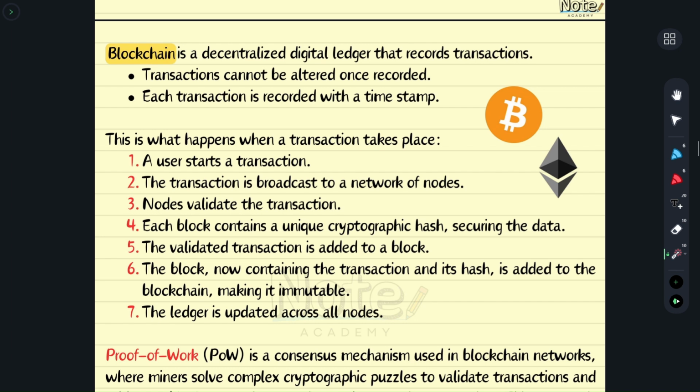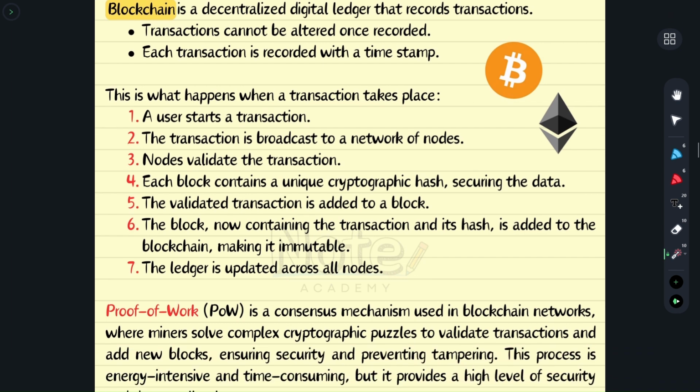Anyways, let's talk about how the transaction actually takes place. First of all, when the user starts the transaction, it is broadcast to a network of nodes. Those nodes validate the transaction. Each block contains a unique cryptographic hash. The validated transaction is added to a block, and the block is what is added to the blockchain, making it immutable. And then the ledger is updated across all nodes.